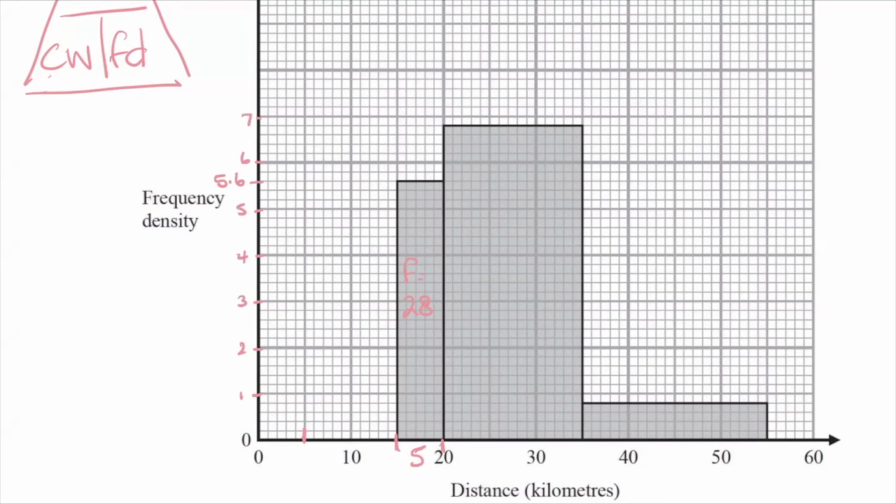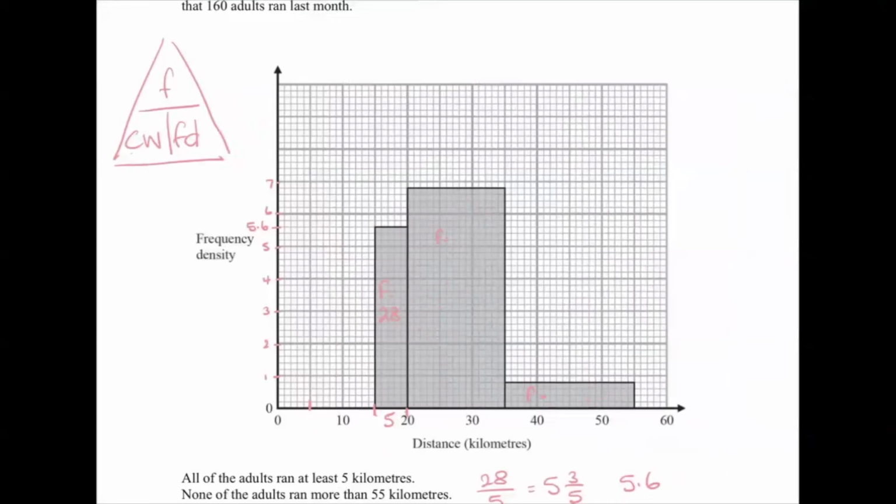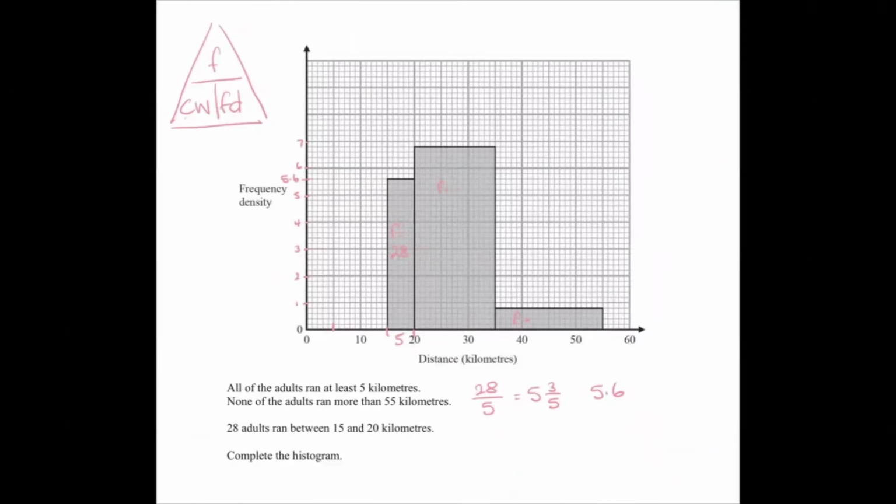Now I know that there are 160 in total in the diagram. So what I want to do is I want to work out the frequency of this bar and the frequency of this bar. That way I've got the number that have already been represented and I can work out how many I need to represent in this bar. And again, we're going to use our formula triangle to help us. To find a frequency, we're being told to multiply the class width and the frequency density. This bar here has a height of 6.8 and a width of 15.